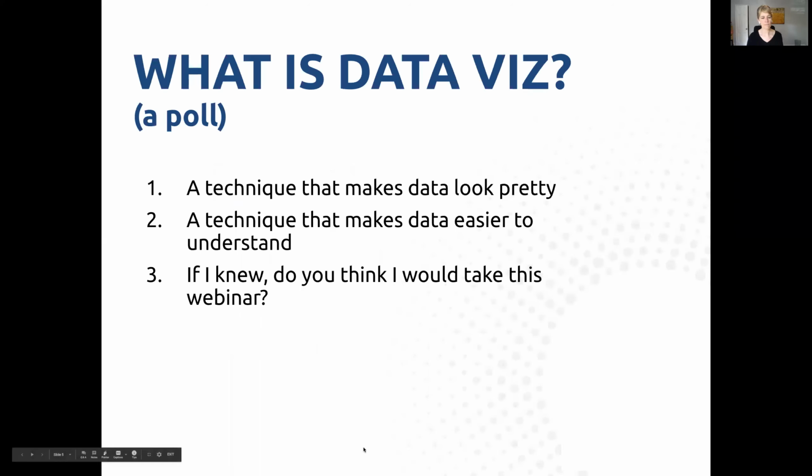First off, we're going to start with a little poll. So what is data visualization? There's a lot of different ways to approach it. Feel free to just take a few minutes.